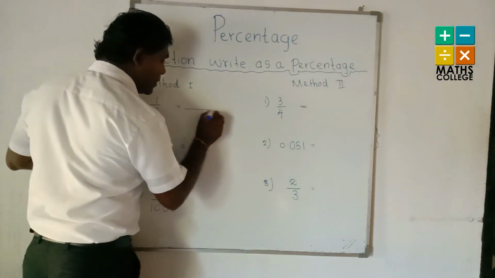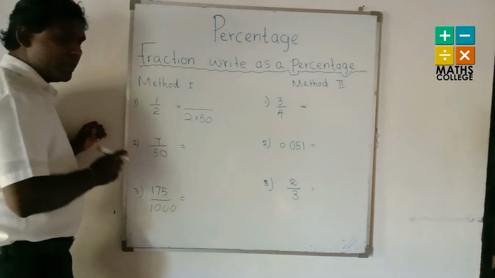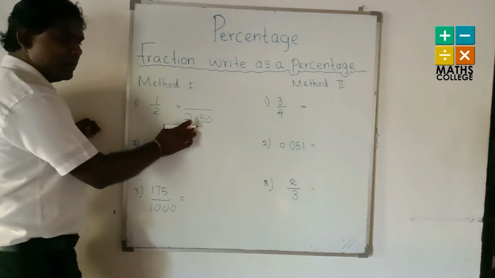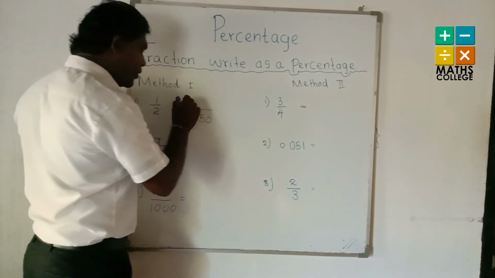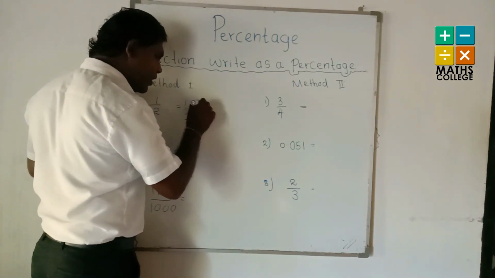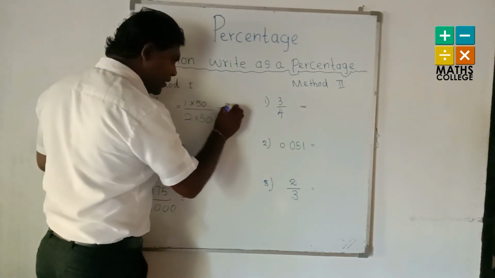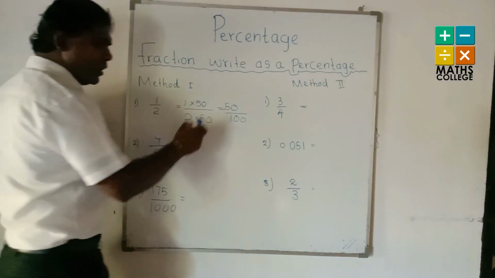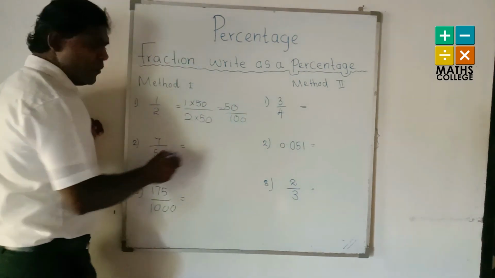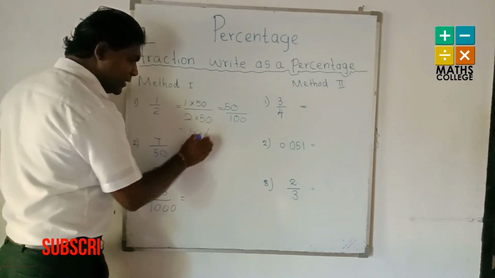We can multiply by 50. Denominator is 100. Accordingly, your equivalent fraction knowledge, we have to multiply 1 also by 50. 50 upon 100. That means if denominator is 100, we can write this numerator as a percentage.